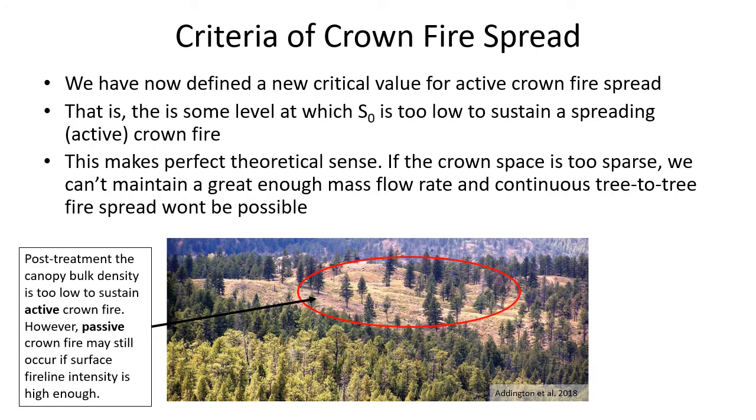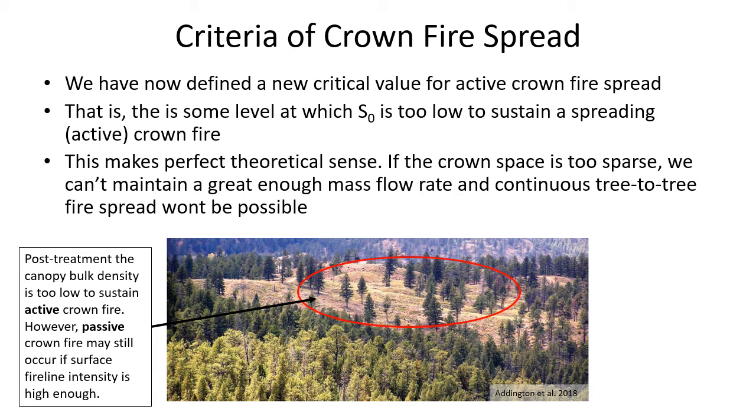All right, so now we basically define this new critical value, the value at which we can determine whether active crown fire behavior is possible. If you think about this, it makes a lot of sense, right? If our crown space is really, really sparse, it doesn't matter how fast the fire is spreading, at least within any sort of physical realism. It's just not going to be possible to get a fire to spread from tree to tree once you get down to a certain spacing, or a certain bulk density in the stand. We just can't spread tree to tree. And this really makes a lot of theoretical sense. It's the basis for some of these aggressive treatments we'll do.